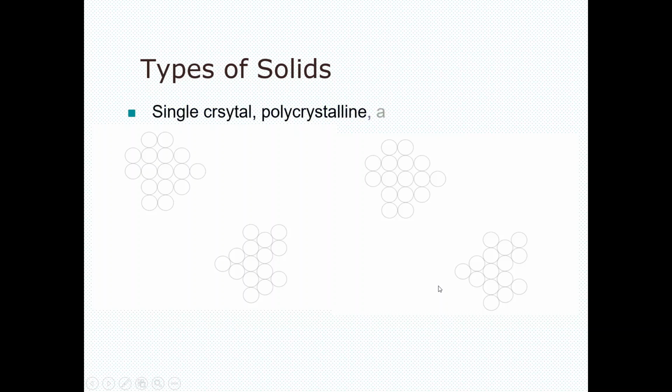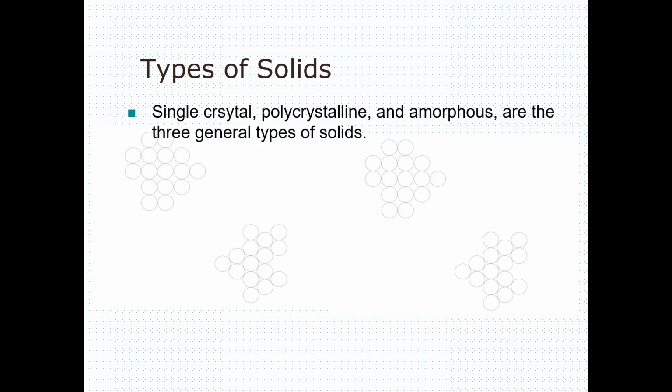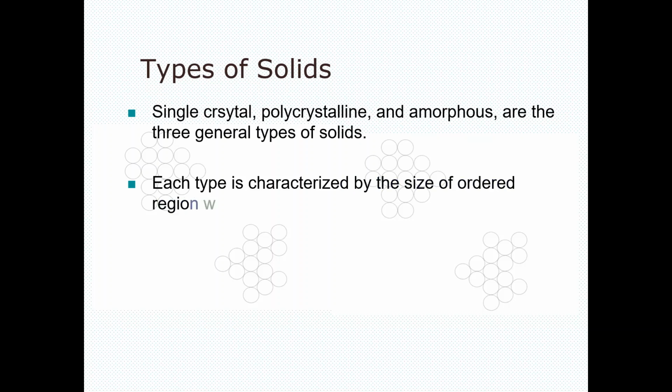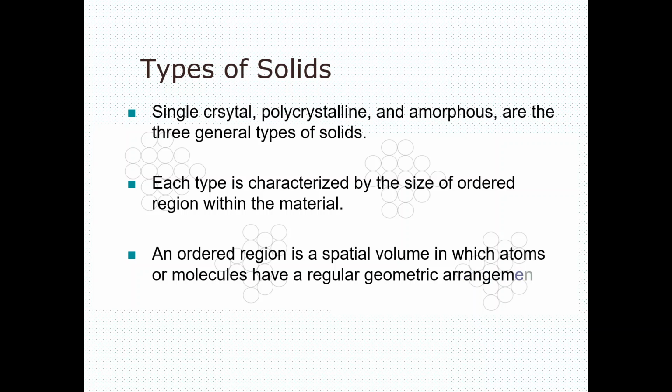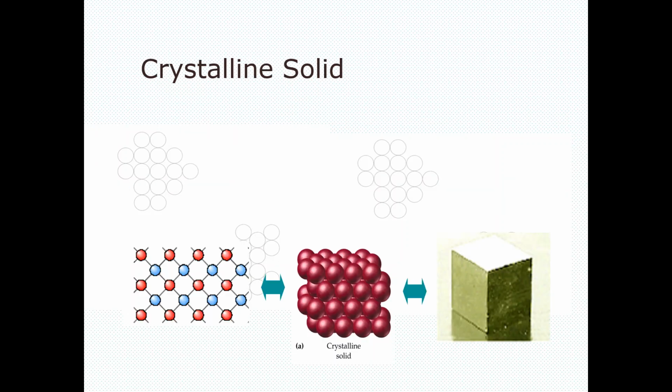Single crystal, polycrystalline and amorphous are the three general types of solid that you have already seen on the previous slide. Each type is characterized by the size of the ordered regions within the material. An ordered region is a volume in which the atoms or molecules have a regular geometric arrangement or periodicity. That again we will discuss further.